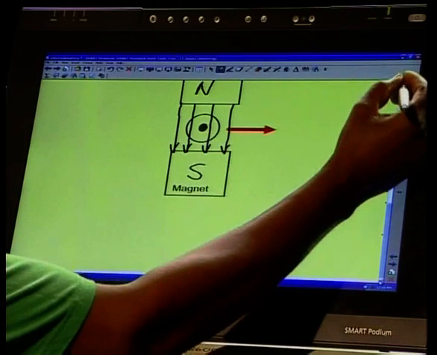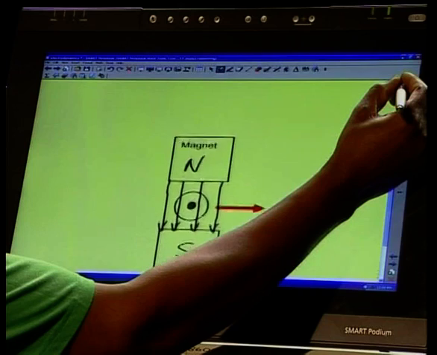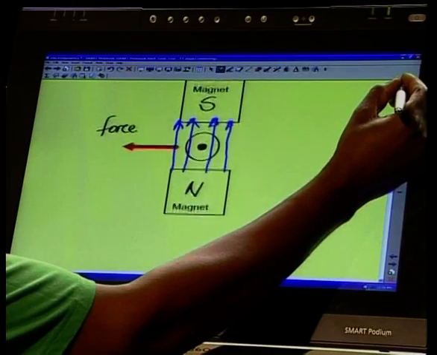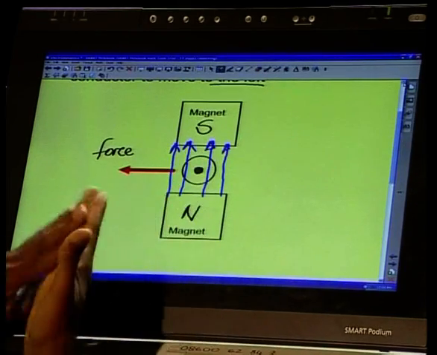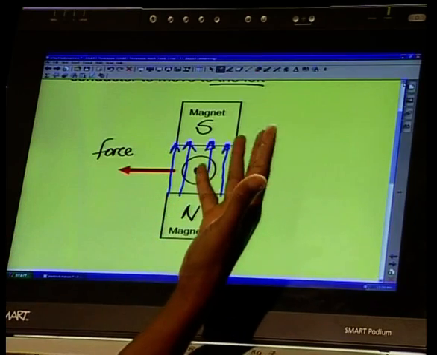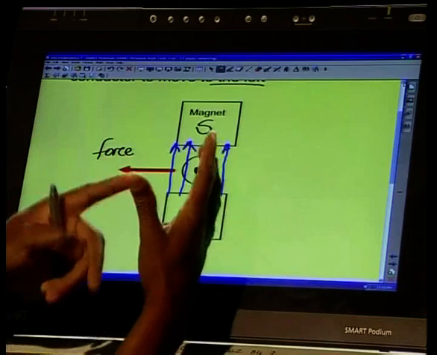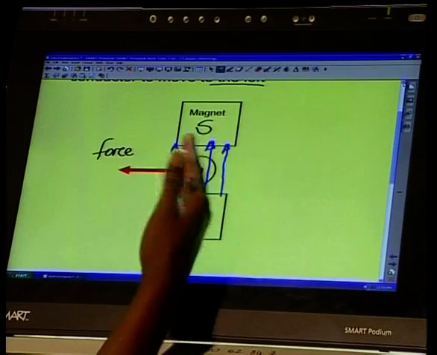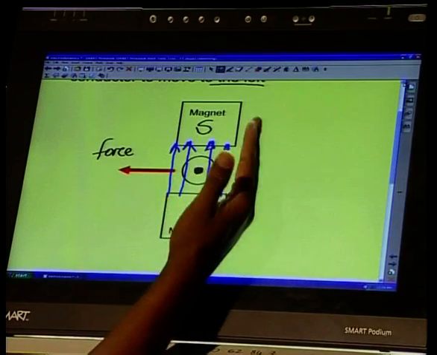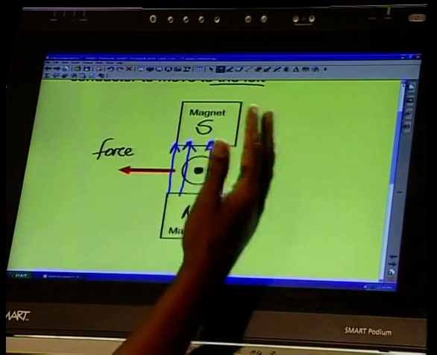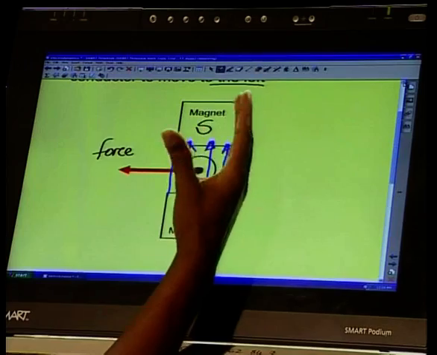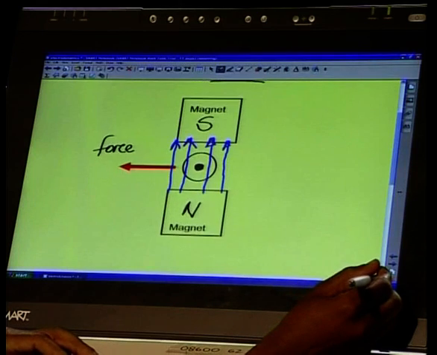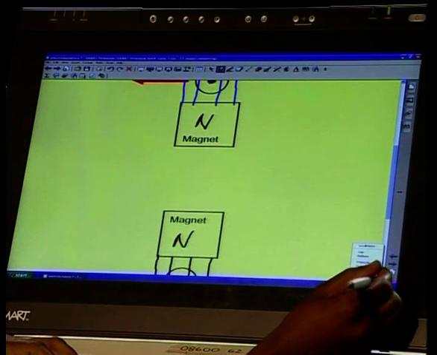You can use your slap rule as well. Let's look at it. Going back to the top one, if you have these fingers here in the direction of the field and this in the direction of current, and when you slap this conductor, it must go to the left because we want it to go to the left. So that is the force. It means that's the direction of the magnetic field, and this is the direction of the current coming out of the page.